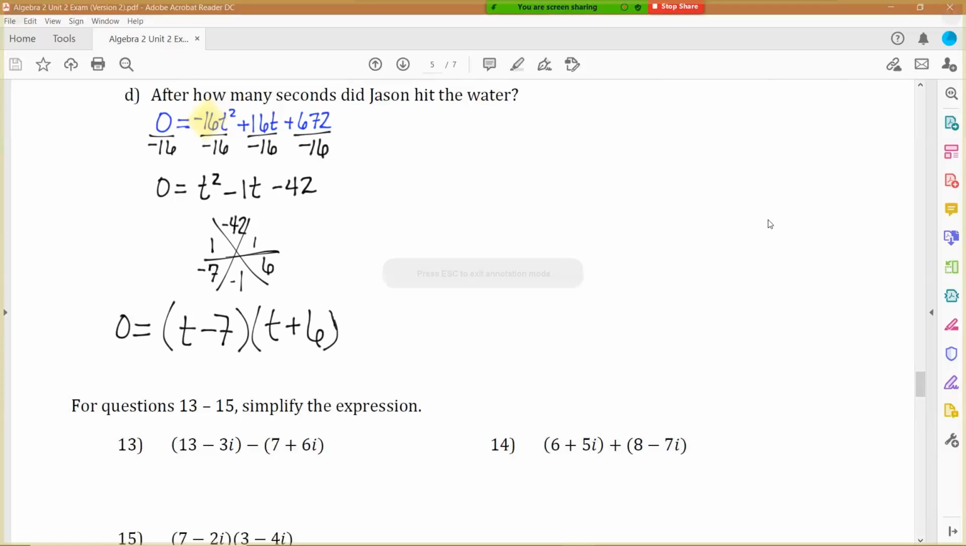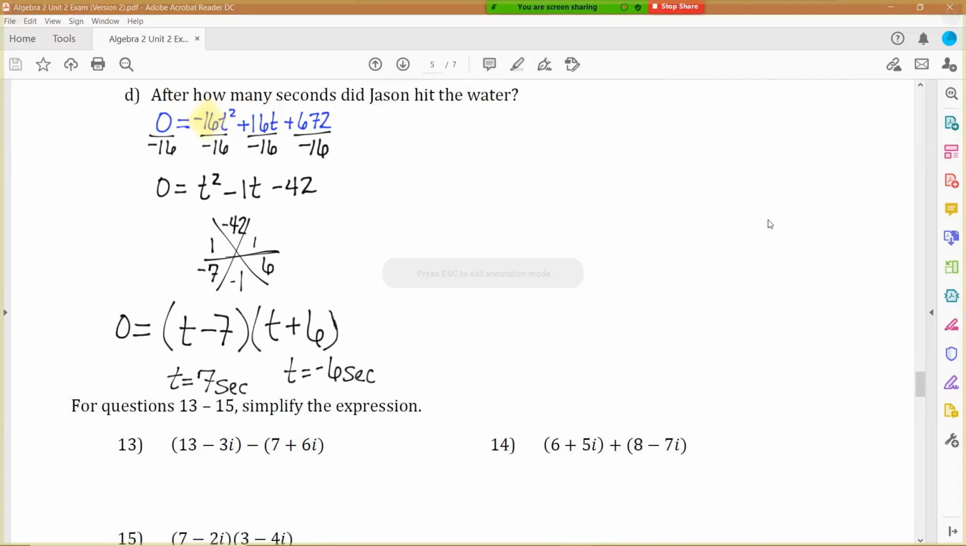So when I set both of these equal to 0, I get t equals 7 and I get t equals negative 6. Now, since this is a word problem, I have to think back to what t represents. T represented time, right? So both of these would be seconds. Do both of these make sense?